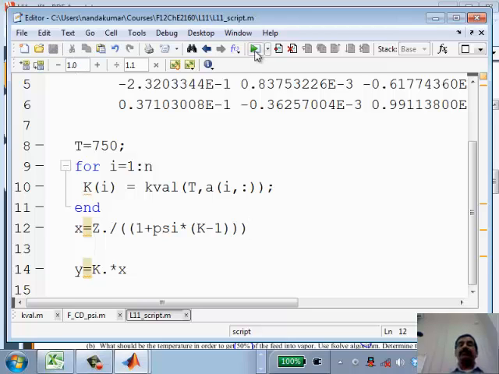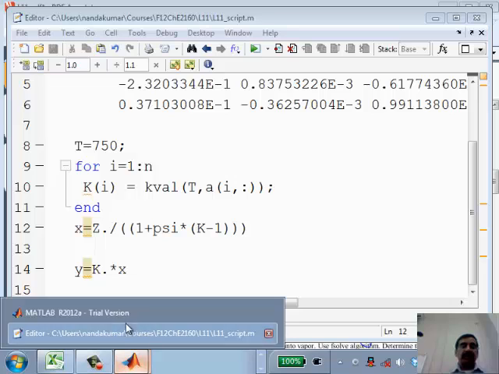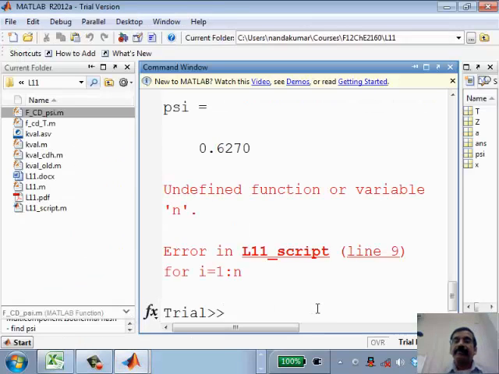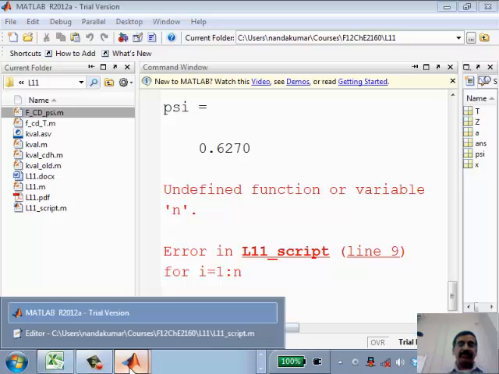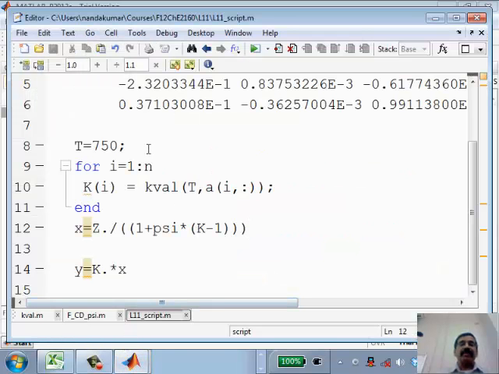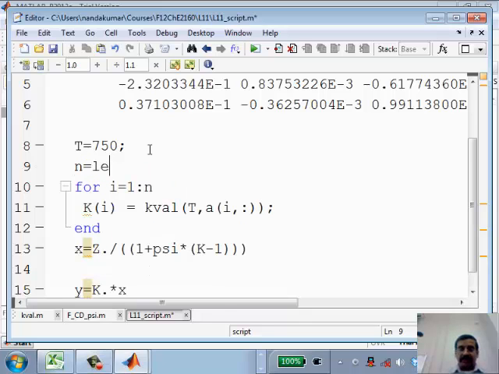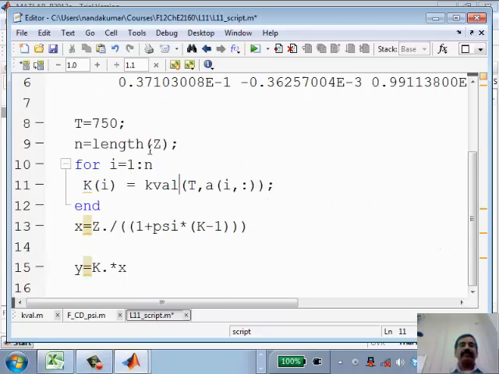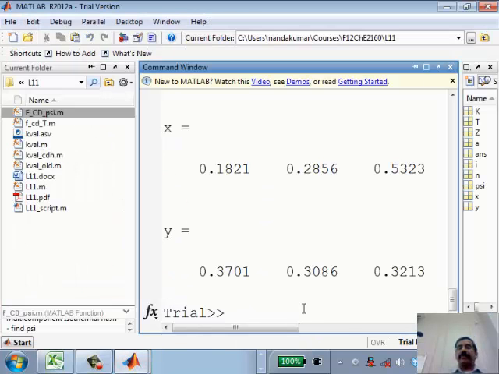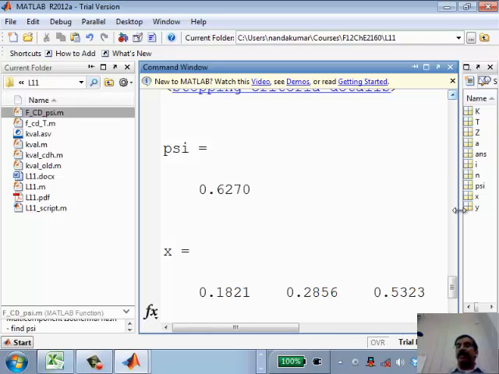With this script, if I run it, I should be able to get the compositions in the workspace if everything works fine. Undefined function n. Do you know where I made the mistake? I have not defined n, so I should have n equal to length of z. Z is defined before. Okay, so do that and run it one more time. And there you get your x and y, and of course above that you must have your psi also. Okay.